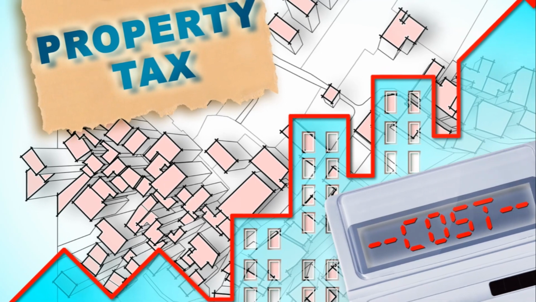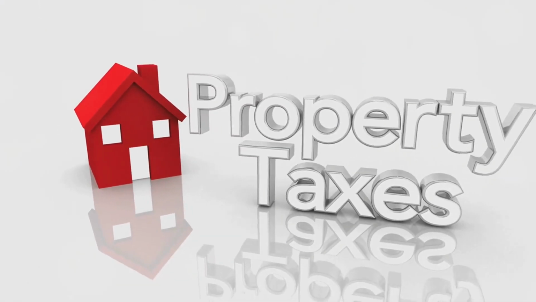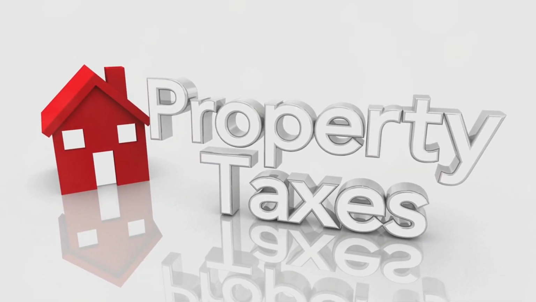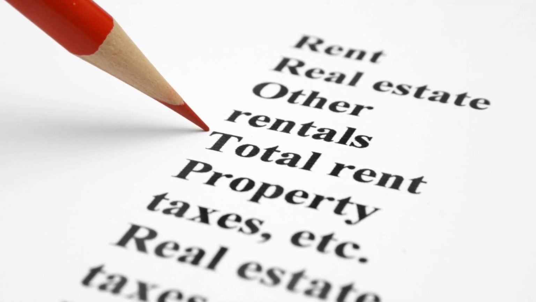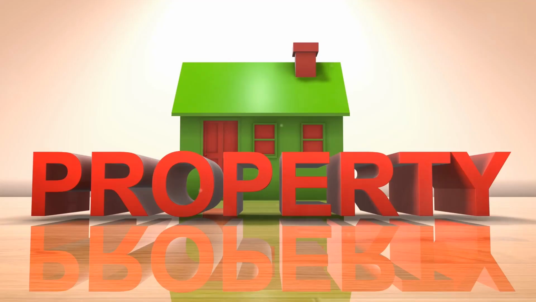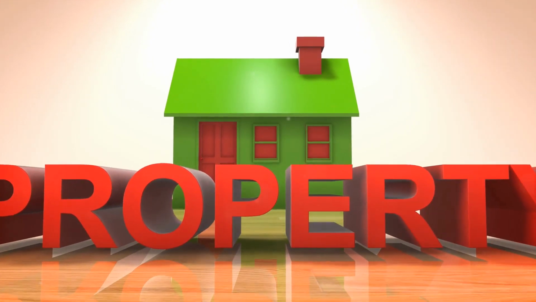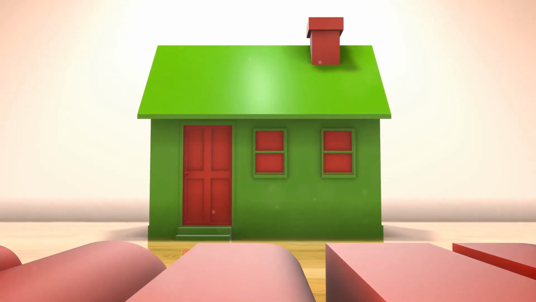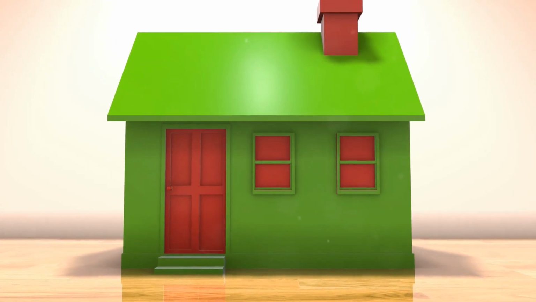Calculating property tax can be complex, especially when dealing with multiple properties or fluctuating incomes. Therefore, it's advisable for landlords to seek professional advice to ensure accurate tax calculations and compliance. In the UK, the property allowance is a tax exemption for the first $1,000 of income from property rental, a beneficial provision for small-scale landlords. If the annual rental income is less than $1,000, the landlord is exempt from paying tax on this income.